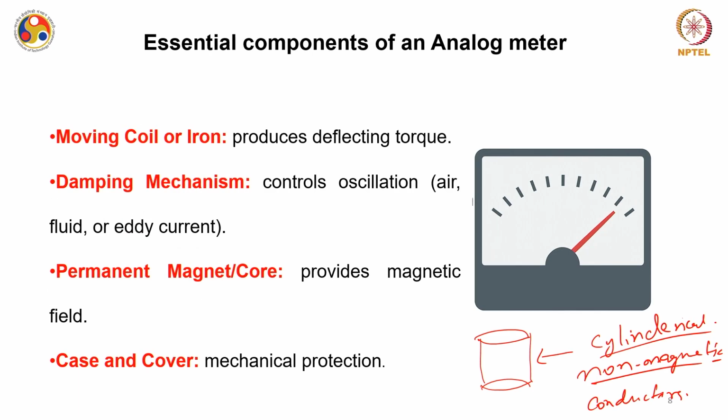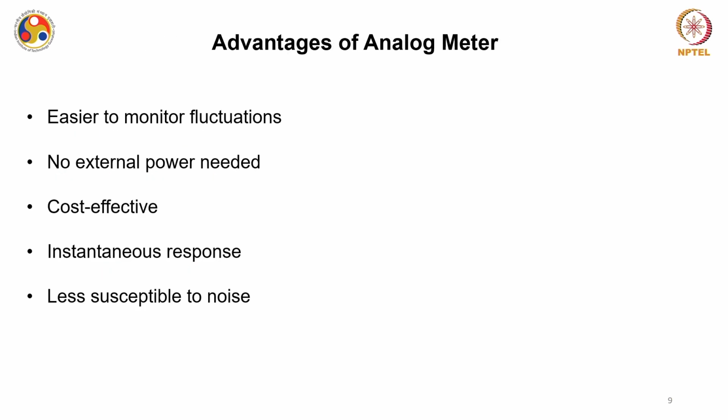So, this is, in general, the basic requirement or the essential components of an analog meter. If I am using these analog meters for our day to day task, what advantages do they provide over other kinds of tools? The important advantage of an analog meter is that it is easier to monitor any kind of fluctuation on the scale. You can easily see the pointer's deflection, and even a layman can read the values. You do not need any expertise to read that.